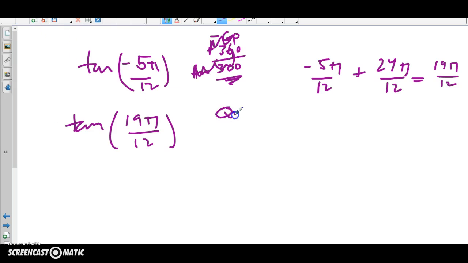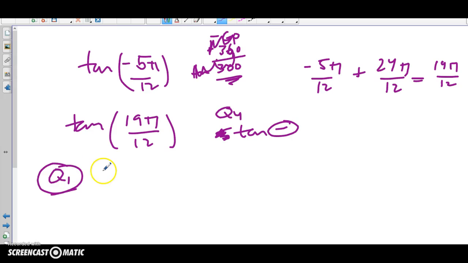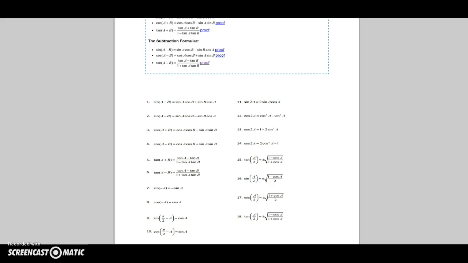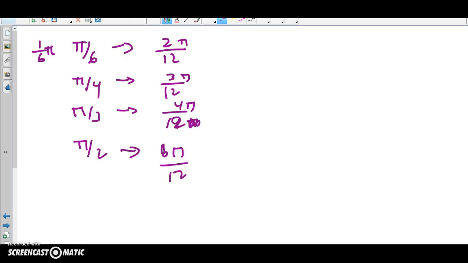In Q4, tan is still negative, so that's negative. Let's find the related angle in Q1, and after we find the related angle in Q1, we'll find the value of it, and then we'll change it all to negative. Give me half a second here. Let's figure this out, the related angle in Q1. Sorry, I just had a little brain fart, I guess.